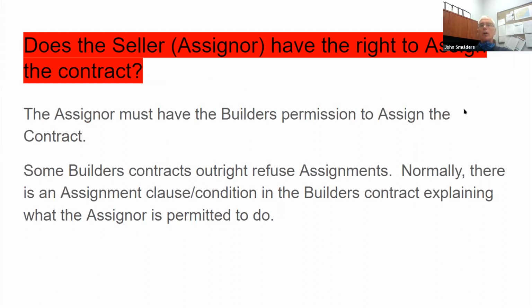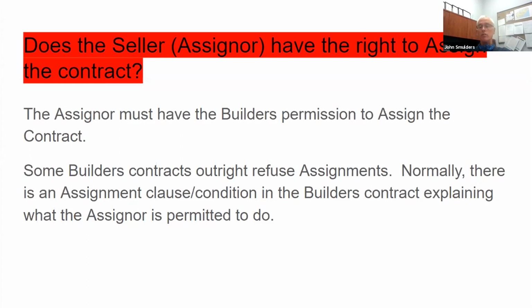Does the seller have the right to assign the contract? This is the first question that you need to ask the seller. If a seller is approaching you and says, I want to do an assignment, does the seller have the right to assign the contract? You must have the builder's permission to assign the contract.